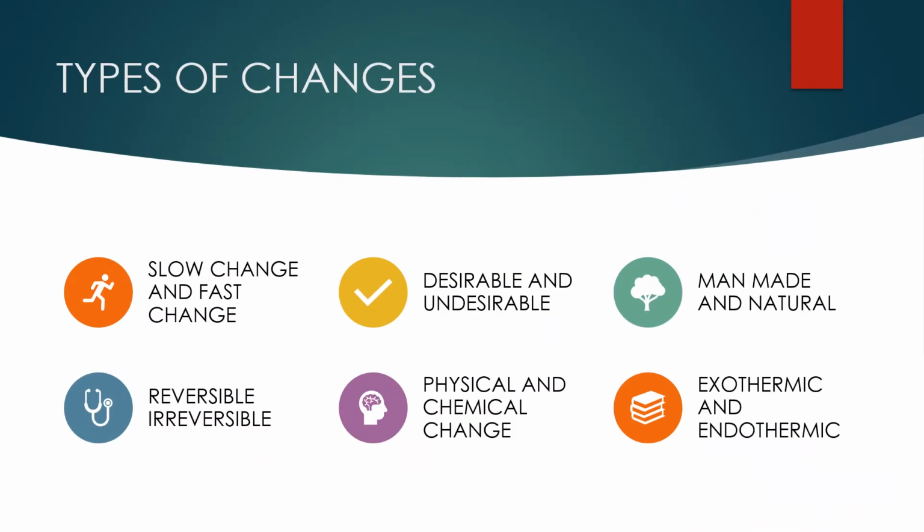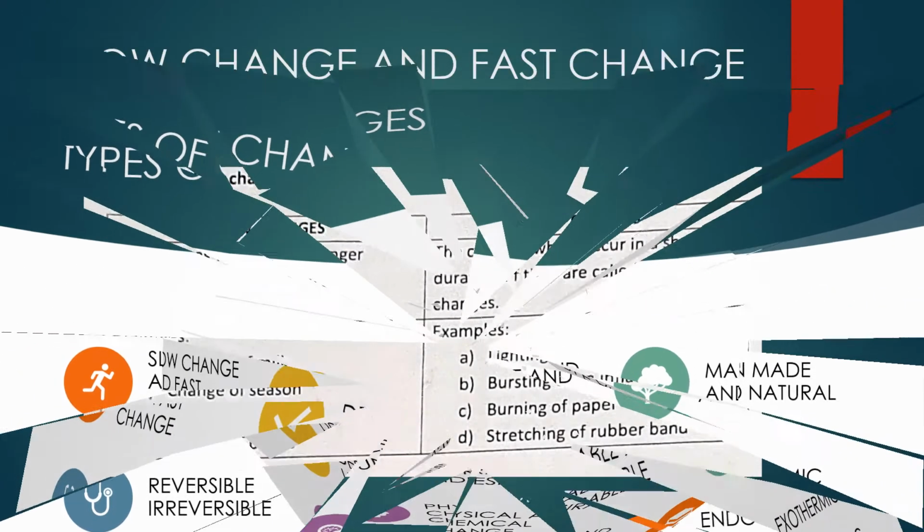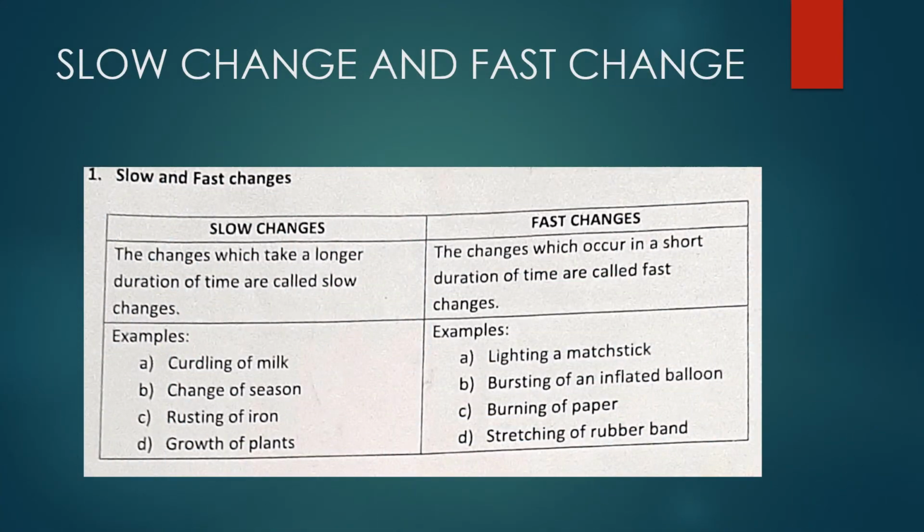Now, there are various types of changes that we will discuss in detail, that is slow change and fast change, desirable and undesirable change, man-made and natural change, reversible and irreversible change, physical and chemical change, and exothermic and endothermic change. First, that is slow change and fast change. As the name indicates, slow change takes place over a longer duration of time, and fast change is the change which occurs in a short duration of time.